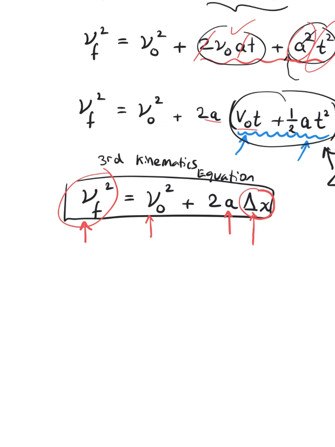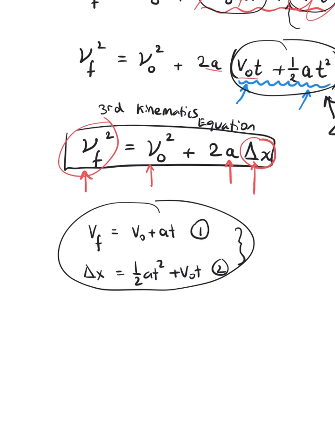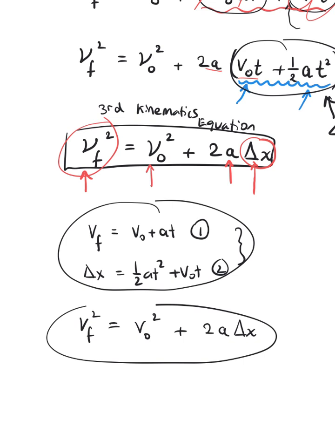Okay, so we have our three kinematics equations. We have v final equals v initial plus at. That's our first one. We have delta x is 1/2 at squared plus v naught t. That's our second one. We are going to verify these two equations experimentally in our next experiment. And then our third equation is v final squared is equal to v initial squared plus 2 times the acceleration times the displacement in the x direction. That's our third equation. Okay, so in the next few lecture videos, I'm going to show you how to apply these kinematics equations in word problems.